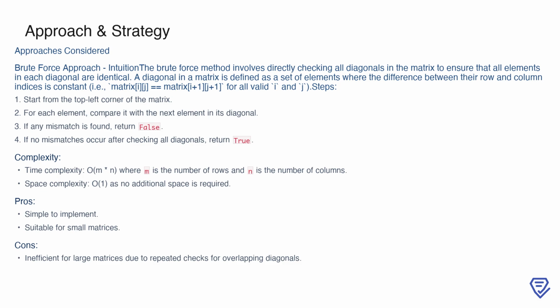While this method is easy to implement and works well for small matrices, it becomes inefficient for larger ones due to the repeated checks for overlapping diagonals. The time complexity is O(m*n), where m is the number of rows and n is the number of columns, and the space complexity is O(1), since no additional memory is used.